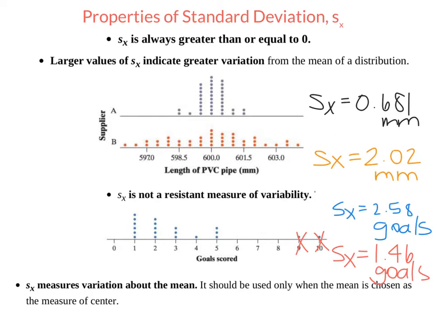And the last property that we're going to talk about, at least for this video, is that standard deviation measures variation about the mean. So it should only be used when the mean is chosen as the measure of center.